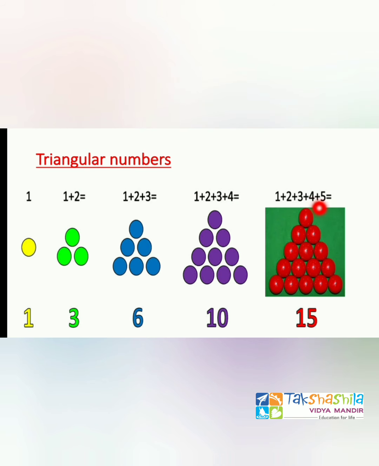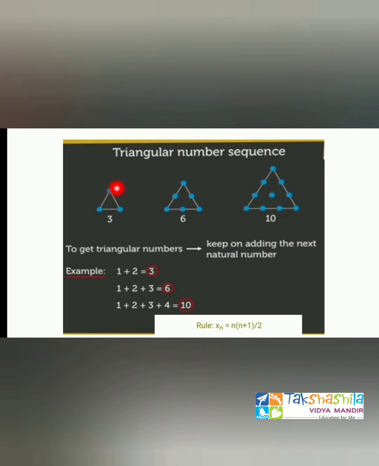So if you are adding the counting numbers, you will get the triangular numbers. See the dots, it forms a triangle. So within 5 dots, we can't make any triangle. So it is the rule of the triangular numbers, which is 1, 3, 6, 10, 15. It will go on. Also, it is increasing by 1 dot in each row, right? Yes. See this, to get triangular numbers, keep on adding the next natural number.